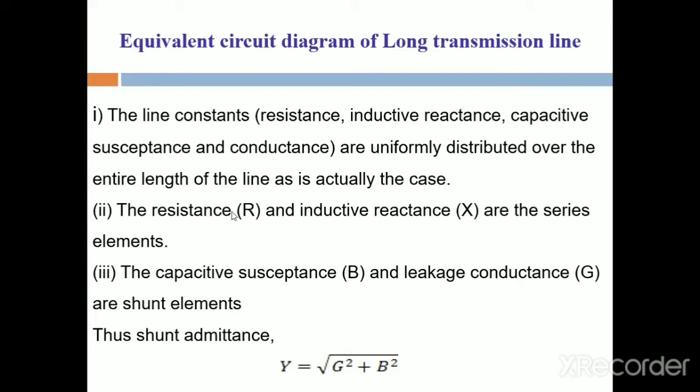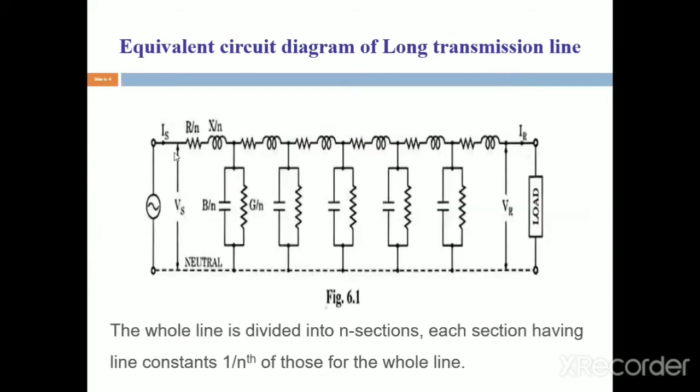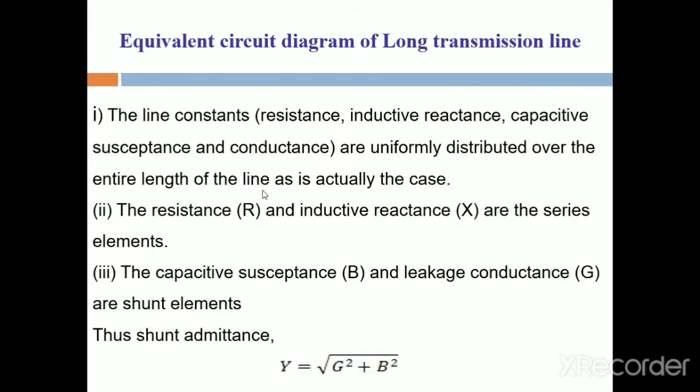Okay, the resistance R and inductive reactance XL are the series elements. In the equivalent circuit diagram, the resistance R and the inductive reactance X are the series elements. The capacitive susceptance, that is B, and leakage conductance, that is G, are the shunt elements.